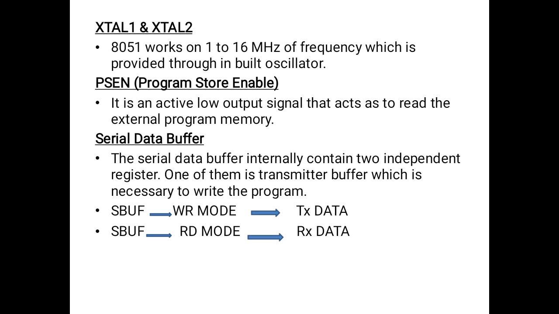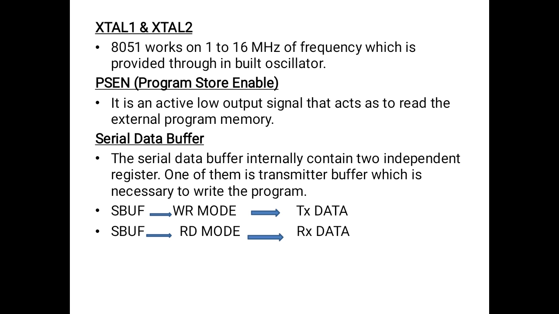Now for the clock, XTAL1 and XTAL2 are known as crystal oscillator logic 1 and logic 2, which provide the internal clock to the 8051. The range of clock lies from 1 to 16 megahertz. PSEN, program store enable, is logic low when the external program is read, and logic high when the data is being read and saved in the program memory.